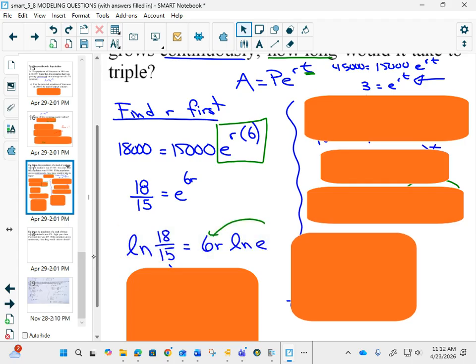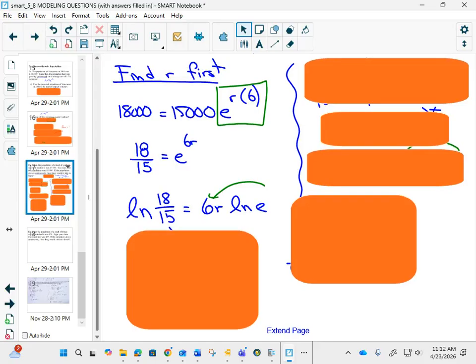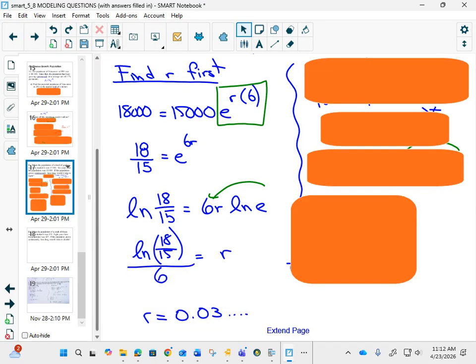Now I can take the natural log of both sides. And since it's a single power, that exponent can come out in front. Natural log of e is 1, so it can just go away. I can divide both sides by 6, and I can find out what r is.